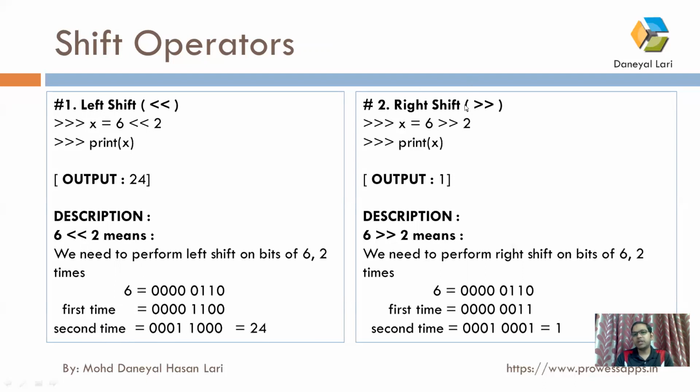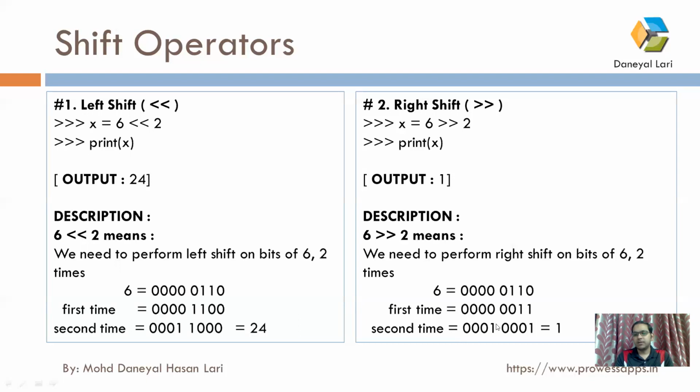Similarly, if you perform the right shift, you will get the answer as 1. So 6 right shift 2 times. This is the bit pattern of 6. First of all, shift the first time, then the rightmost 0 will be discarded, and every bit will be shifted 1 bit to the right side. And since the operation says 2 times, after performing the operation the second time, your bit pattern will become this one.